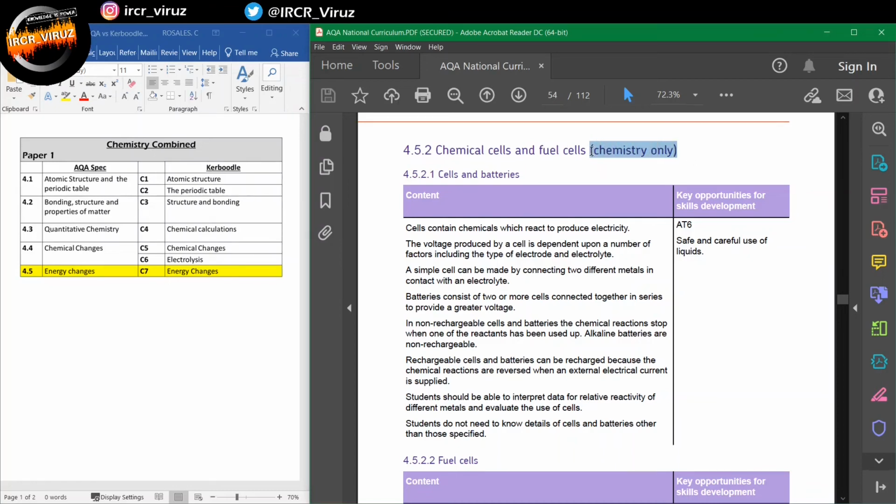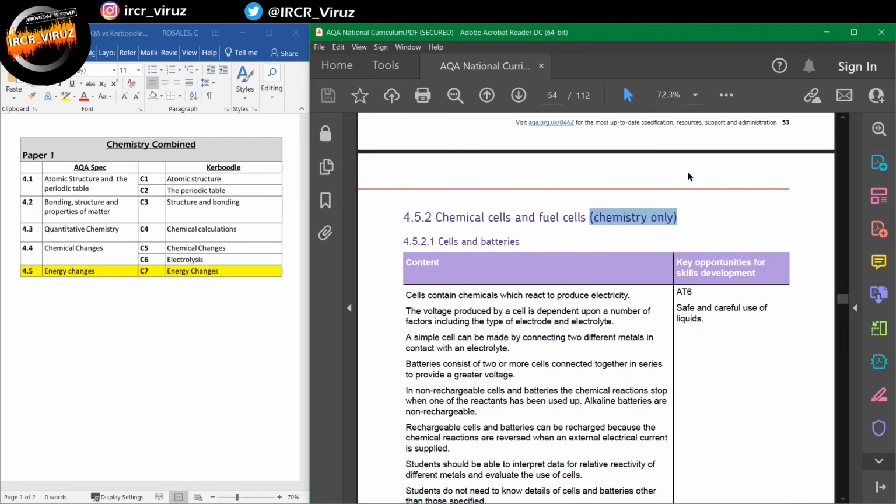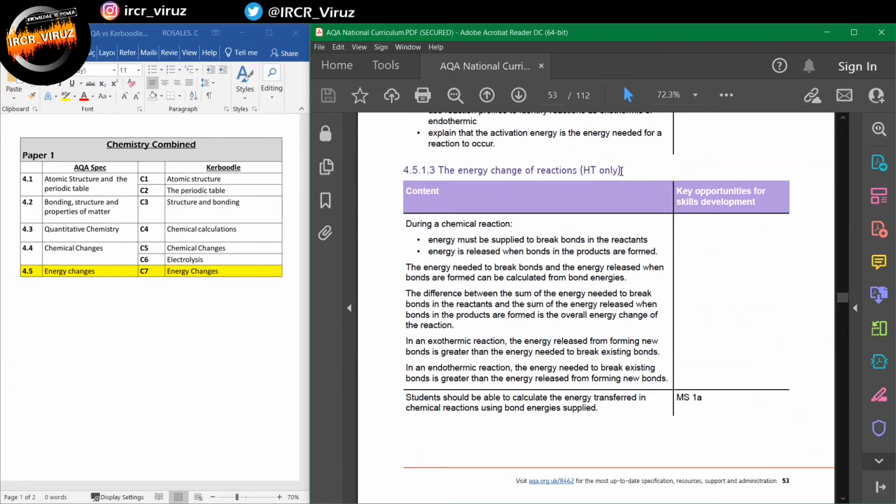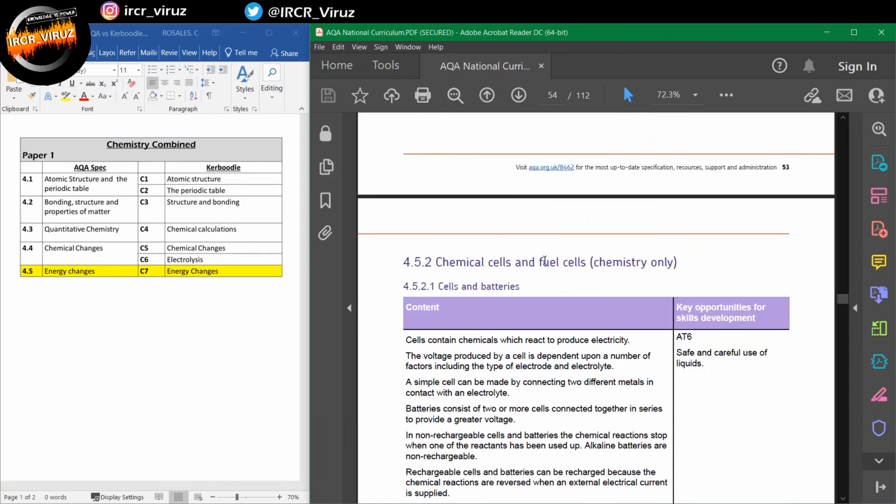Okay, you might be looking into chemical cells if you're doing the triple science. So when it says here chemistry only, that will be triple science. When you look at here that says higher tier only, that's for higher, because you can do combined higher and foundation, and you can do triple higher and foundation as well. So this will only be if you are doing triple science.